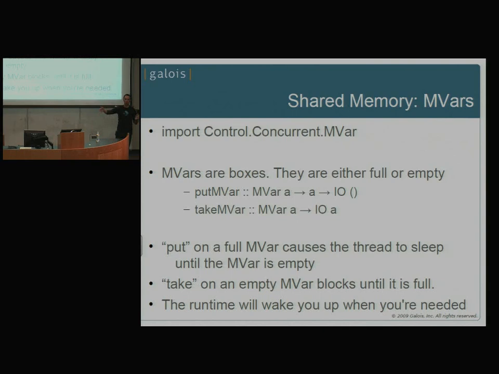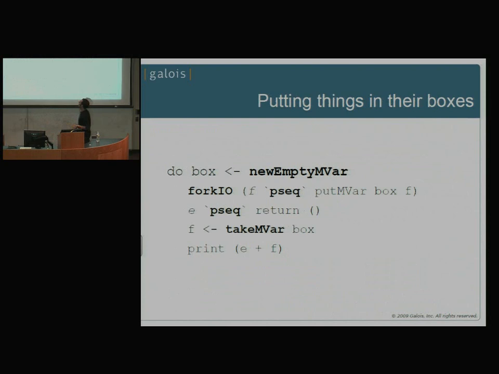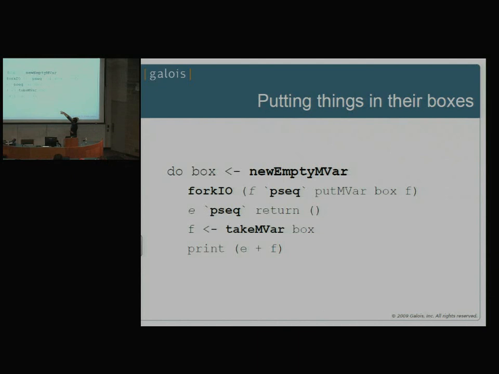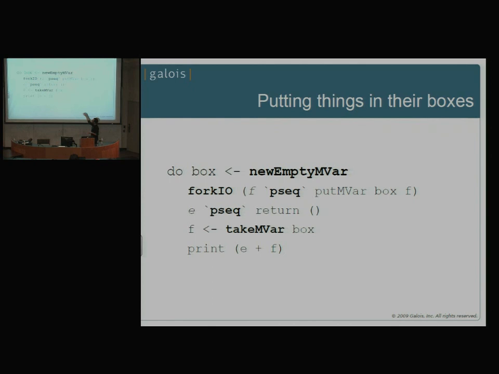So here's a program. It creates a new piece of shared memory, the box, that's empty. We fork a thread that computes F, and then it stores the evaluated result of F in the box. The main thread computes E, and then it waits for the first thread to return F, and then adds them. So that's the same, doing two computations in parallel, except now we have explicit synchronization and much more low-level memory management than when we just did F plus E.